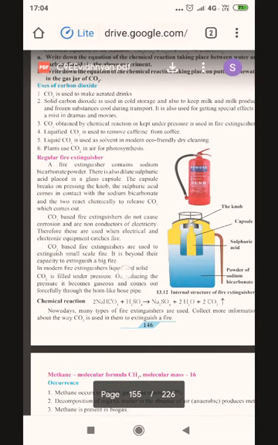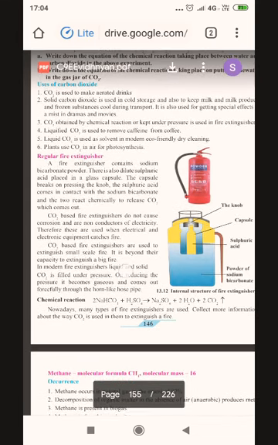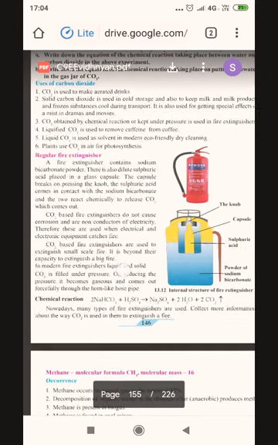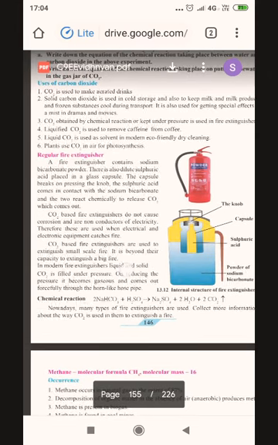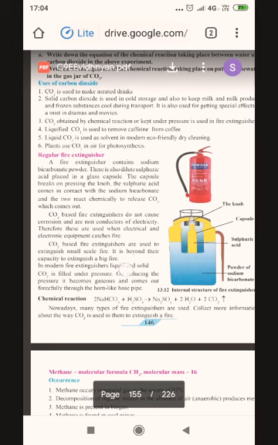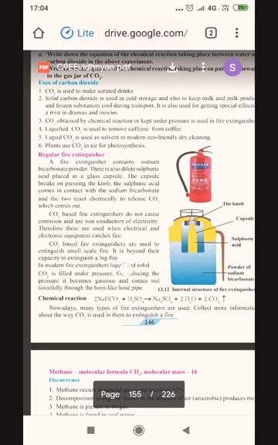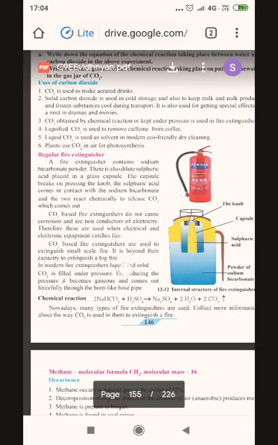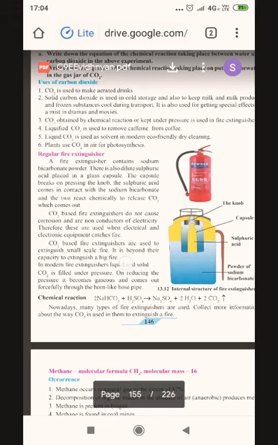Now, why is it used as a fire extinguisher? Carbon dioxide is heavier than air. It creates a gap between the fuel and the flame, and therefore the fire gets extinguished. And therefore, carbon dioxide obtained by a chemical reaction is kept under pressure and is used as a fire extinguisher.